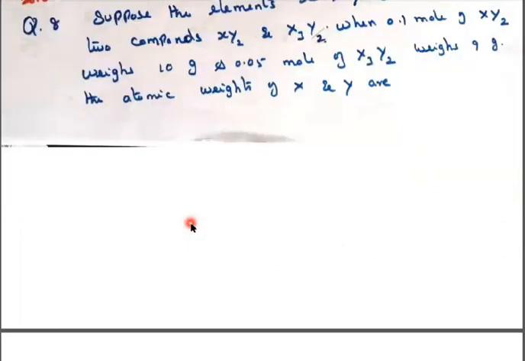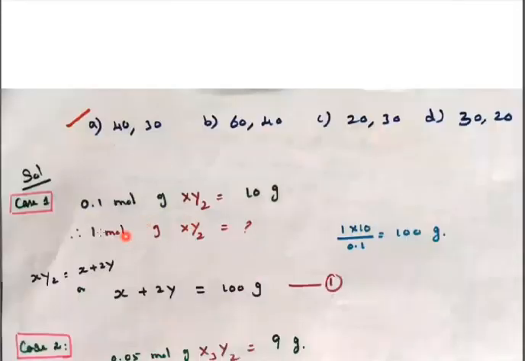Ask you to find out the molecular weight. So 0.1 mole of XY2 is given in the question, and 10 grams. What would be the 1 mole of XY2? Cross multiplication: 1 into 10 divided by 0.1. So 10 by 0.1 is nothing but 100.